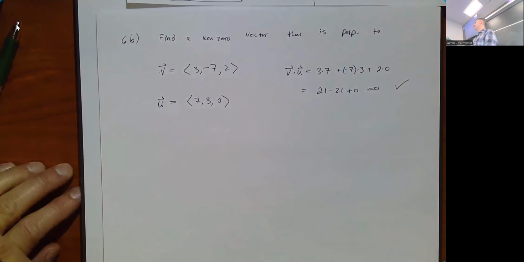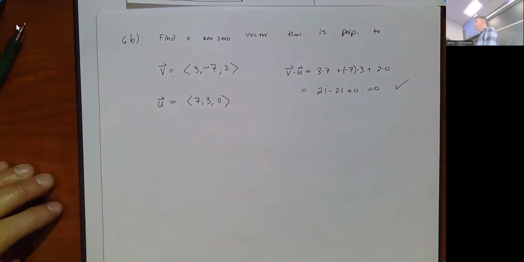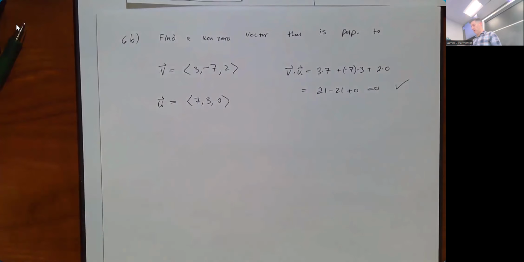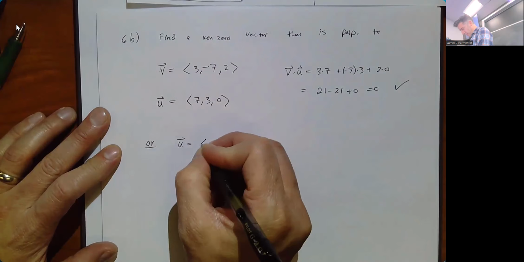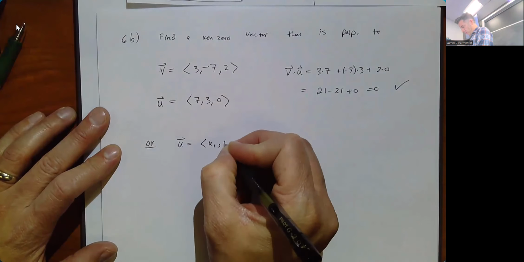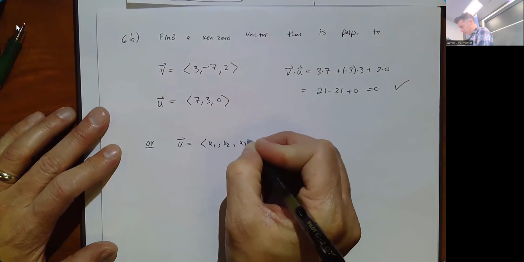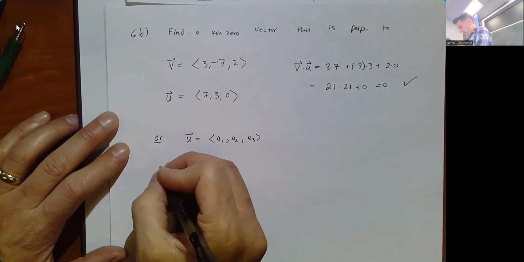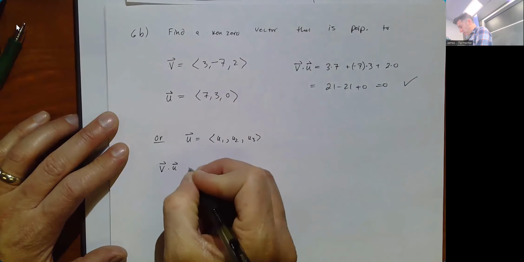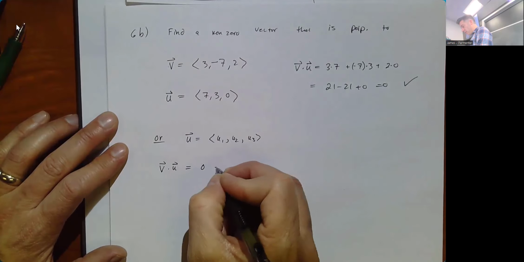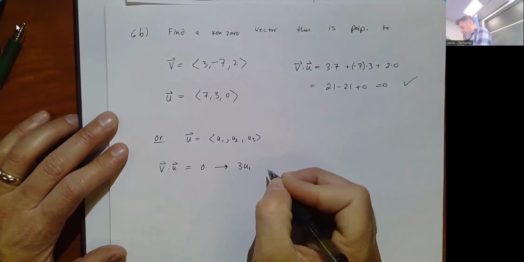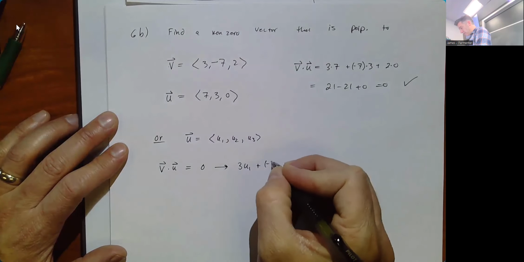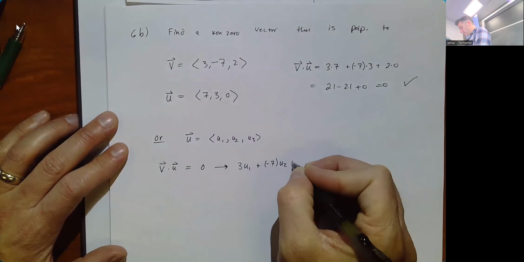But maybe it's not going to be so easy to see, or maybe someone's going to make it harder. The more methodical way of doing this is to say, okay, I want u. I don't know what u is yet. I'm going to try and make it up. So u is going to be u1, u2, u3. And I know that v dotted with u needs to equal 0. So v dotted with this u is going to be 3 times u1 plus negative 7 times u2 plus 2 times u3.